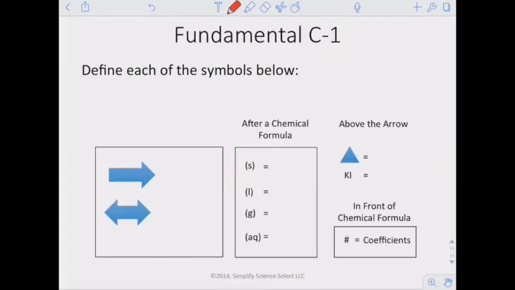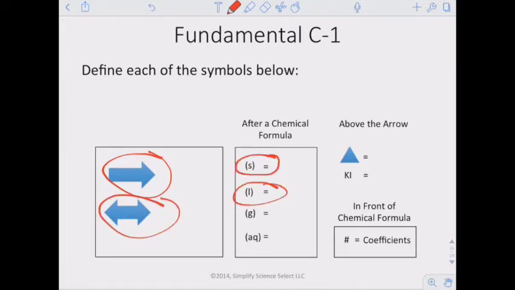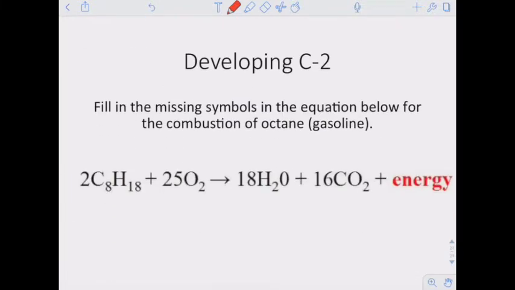So looking at the fundamental question, it says to define each of the symbols below. So our first one, the arrow, means to produce or yield. The double arrow means it's a reversible reaction. We have a solid, a liquid, a gas, aqueous, which means it's dissolved in water. Above the arrow, that would be heat. This would be an example of a catalyst, and the number in front would be coefficients.